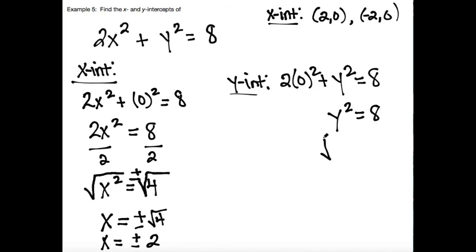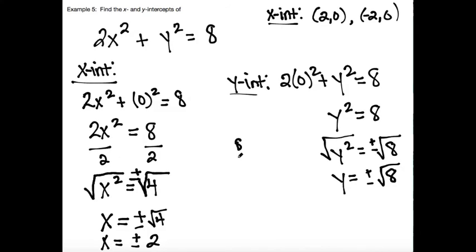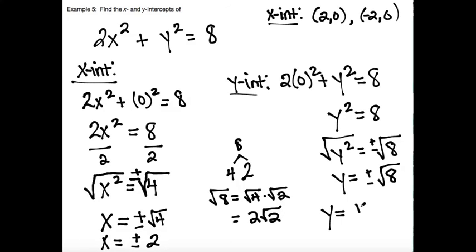Again, I'm going to take the square root of both sides, so square root of y squared and the square root of 8, but I have to remember to do positive and negative. So that's going to leave me with y equals plus or minus the square root of 8. But I'm not done yet because this 8 can be broken down. Remember that 8 is 4 times 2. So the square root of 8 is equal to the square root of 4 times the square root of 2, which simplifies to 2 root 2. All right, so I want to write that as y equals the positive and negative 2 root 2.